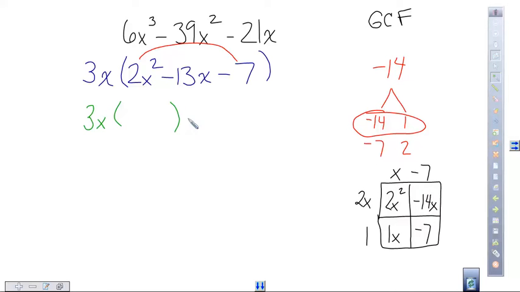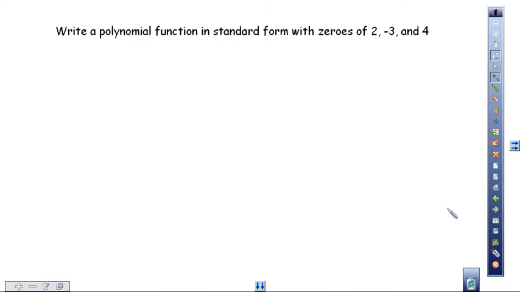So that means that this ended up factoring to be 3x times 2x plus 1 and x minus 7. Notice, 1, 2, 3 linear factors. They're all x to the first power, 3 linear factors for x cubed.